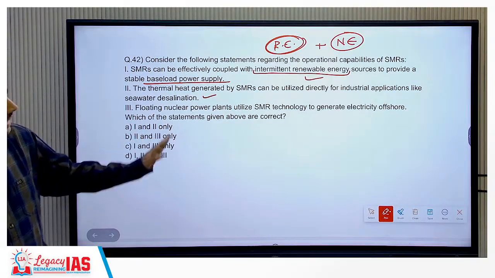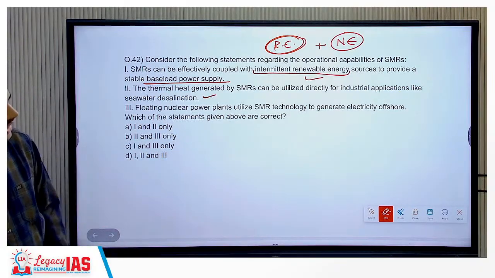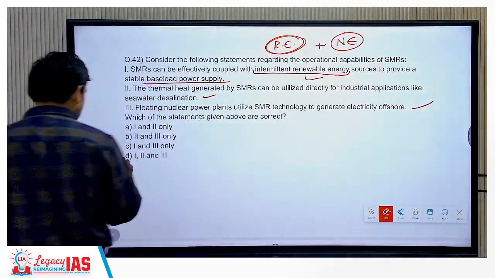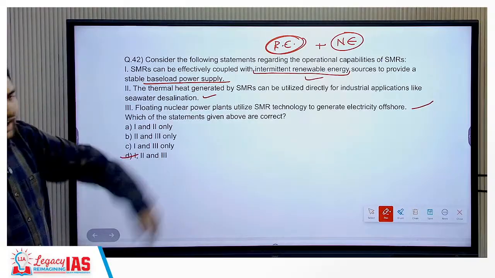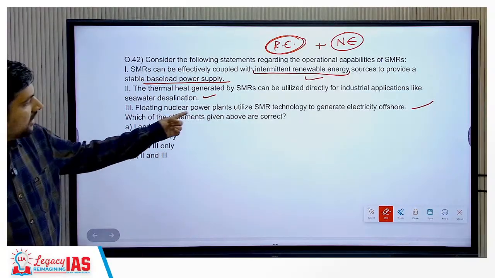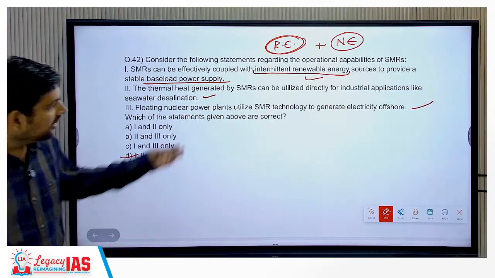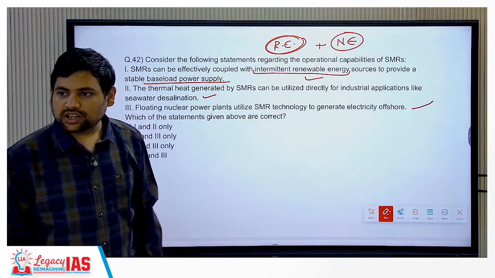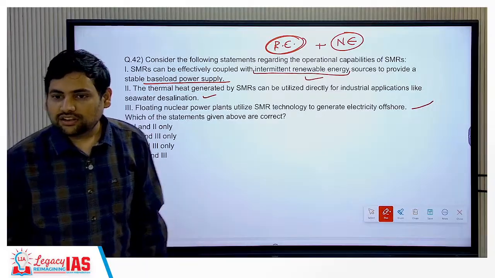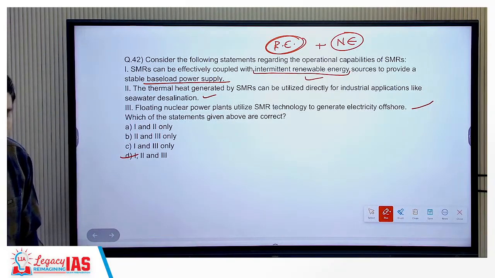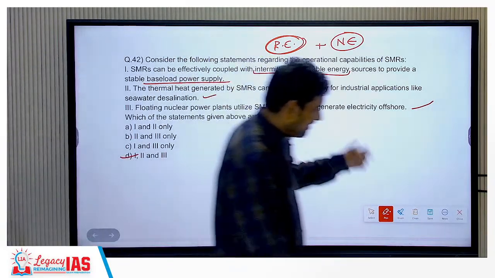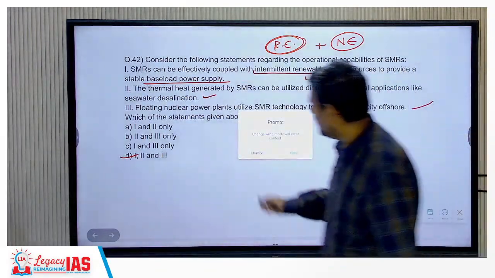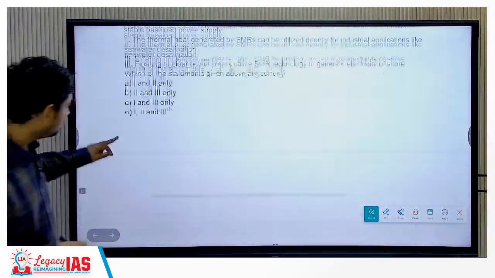Floating nuclear power plants utilize SMR technology to generate electricity offshore. Yes. What is there to deny in this? How would you know? Floating nuclear power plants, it will float. It is an SMR, a small modular reactor, it will generate electricity offshore. Actually, this has been made. This was in the news. That's why I think they have put 3-4 questions on SMR only. Okay. Anyway, so the answer is 1, 2, and 3.